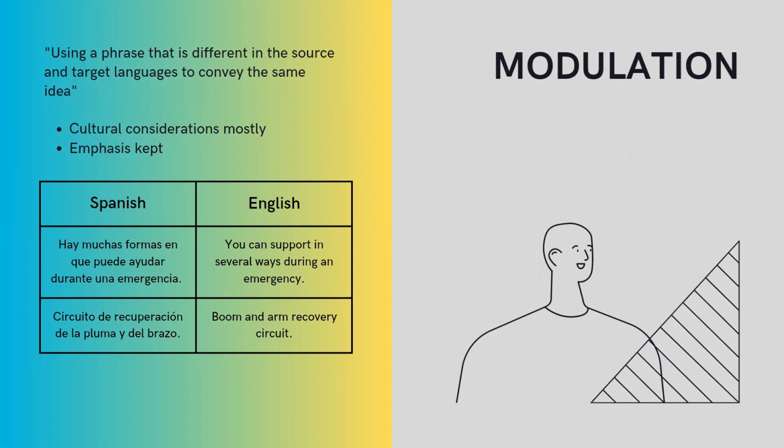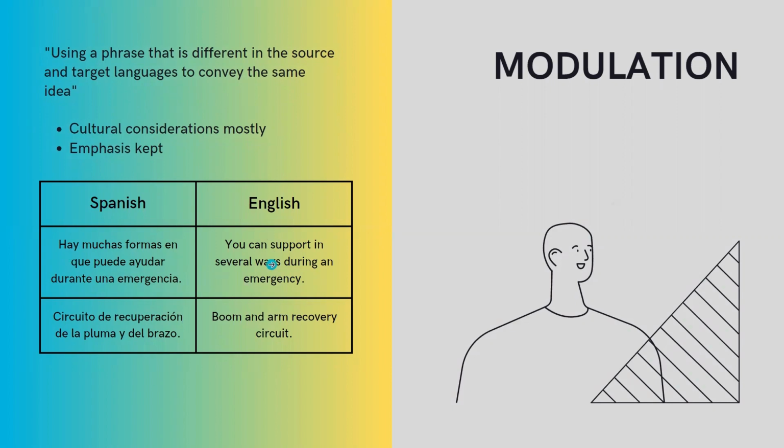We already know that there is a strong difference between Spanish culture and English culture. English native speakers tend to be a little bit more straightforward in their speech. So here we have an example. Hay muchas formas en que puede ayudar durante una emergencia. The emphasis of this is the fact that you can actually help during an emergency, right?